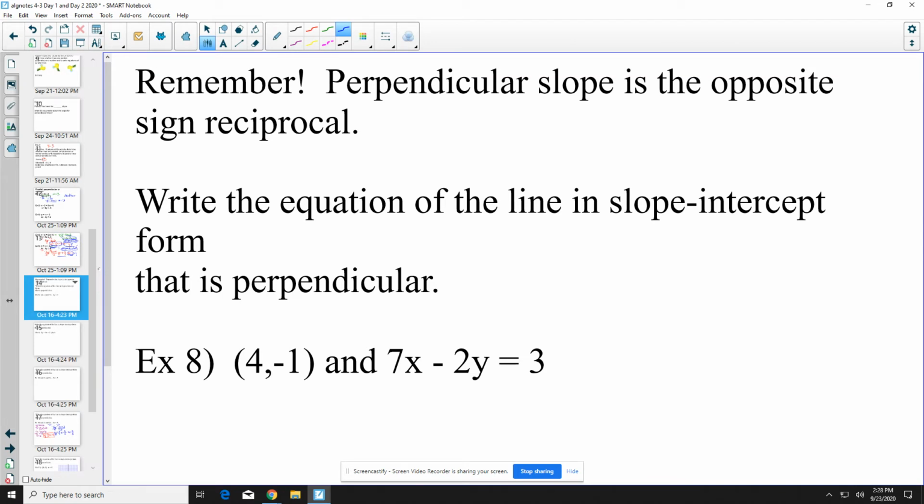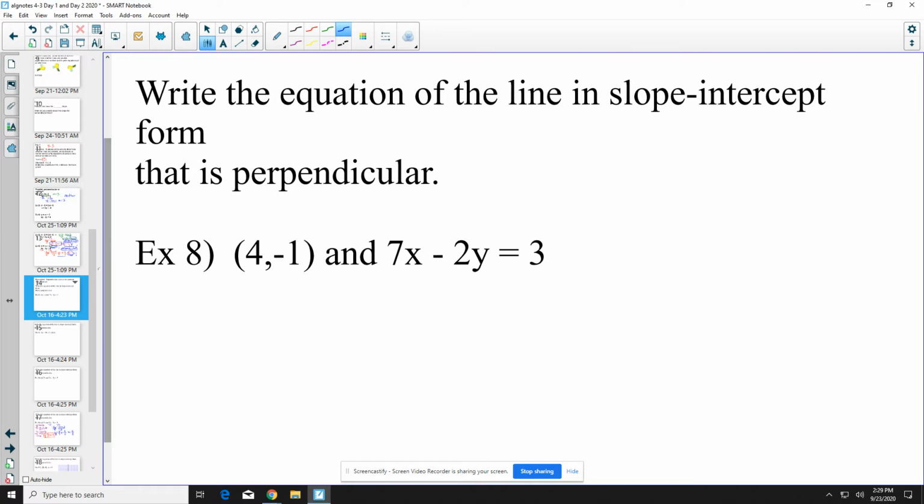All right, so remember as we do these, perpendicular lines have opposite reciprocals as their slopes. All right, so number 8 says, write the equation of a line in slope-intercept form that is perpendicular. So they're giving me a point and they're giving me an equation. And I want to find the equation of a line that goes through the point 4, negative 1, and is perpendicular to the line 7x minus 2y equals 3. So what we have to do first is solve this equation for y, okay? So make sure you have 4, -1 written down, 7x minus 2y equals 3 written down.